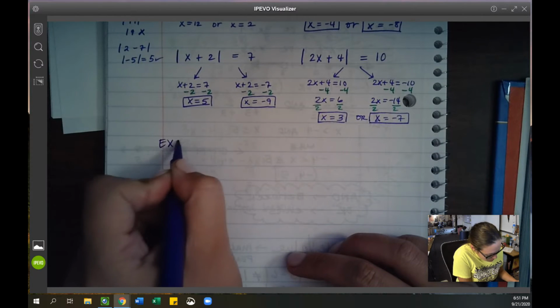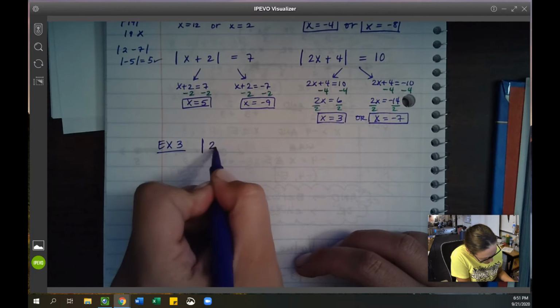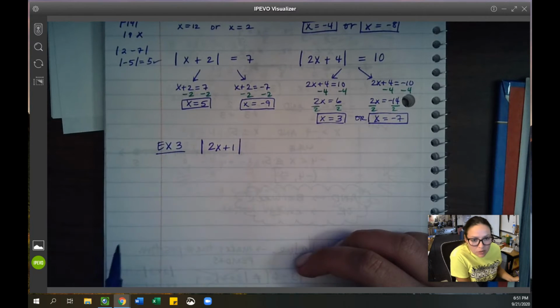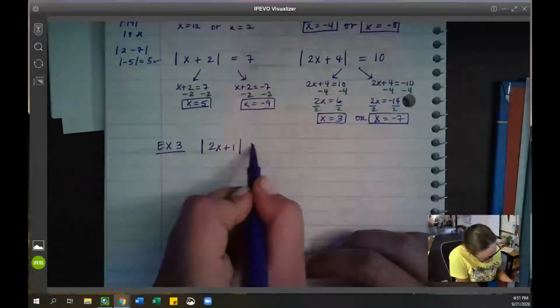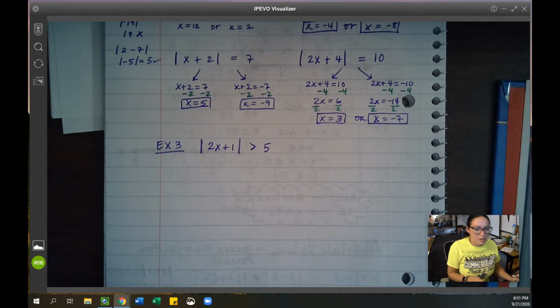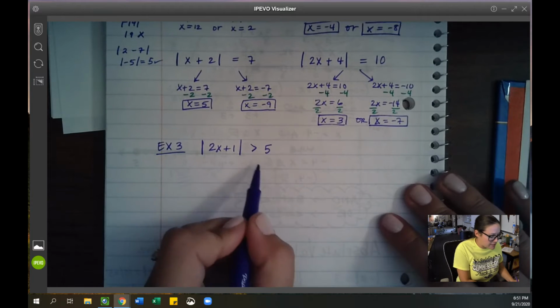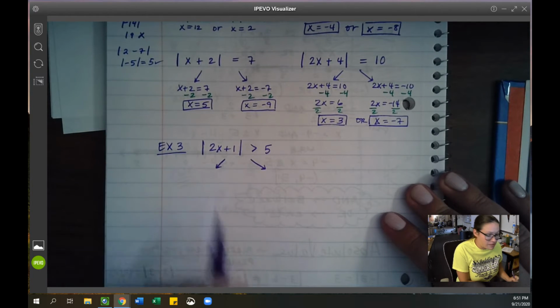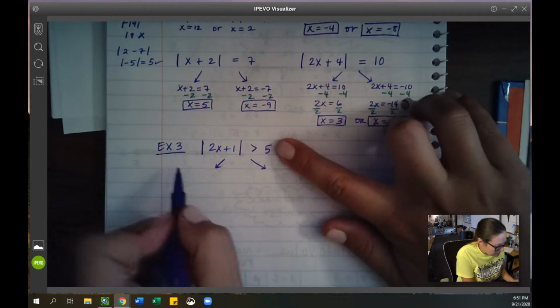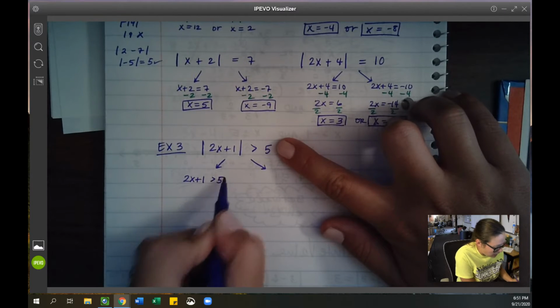So, this is example 3. How does our procedure change if I have absolute value of 2x plus 1 is greater than 5? So instead of an equal sign, now I have an inequality symbol. Well, it's mostly the same. We're still going to break this up into 2 inequalities. One of them is going to be exactly the same. So I'm going to have 2x plus 1 is greater than 5.